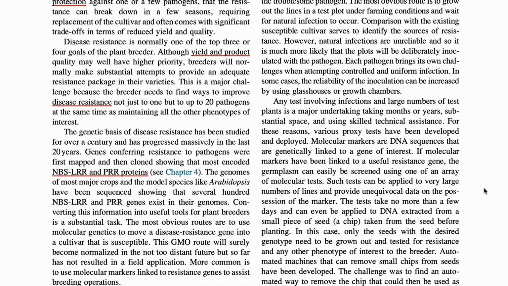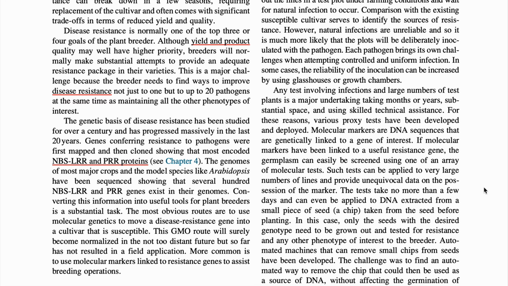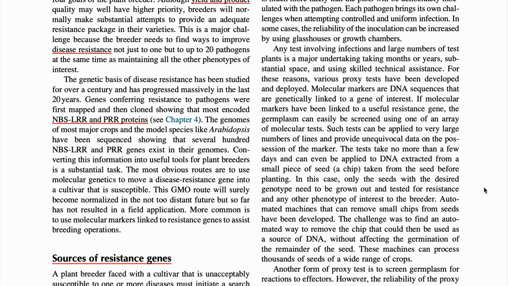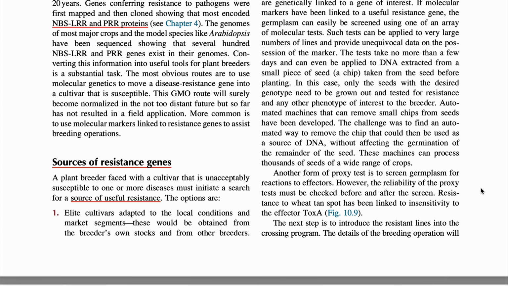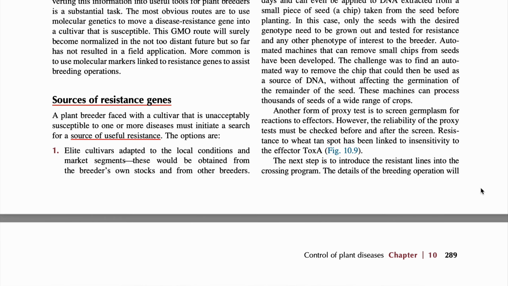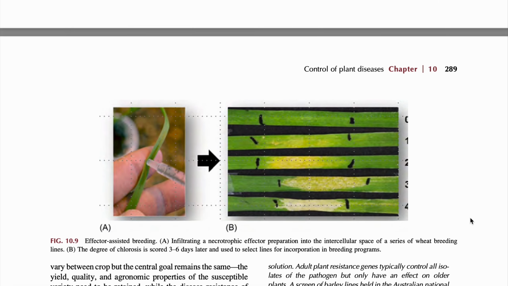With replications and various compositions mixed, they will do screening. Okay, that's what they have mentioned here. Yeah, you can read.